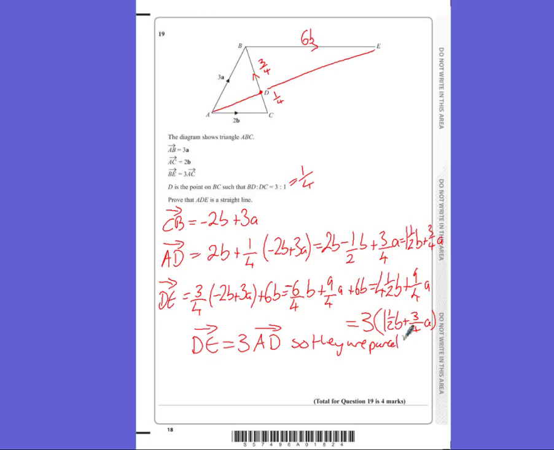If they are parallel, it means they have the same gradient. They also share point D. So if they are parallel and share point D, therefore ADE must be a straight line.